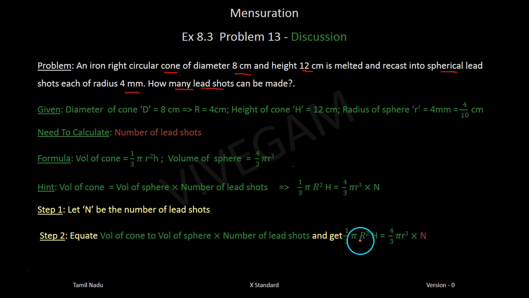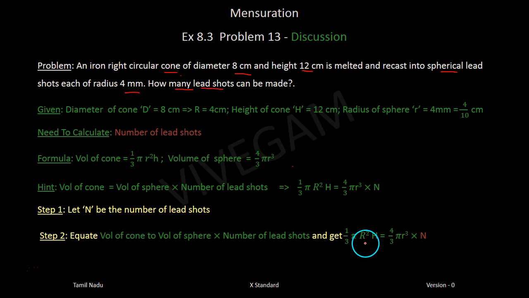And if you can see, all the variables in green are known. Radius of the cone, height of the cone is known, radius of the sphere is known. Only the number of lead shards is not known, which means it can be easily calculated.